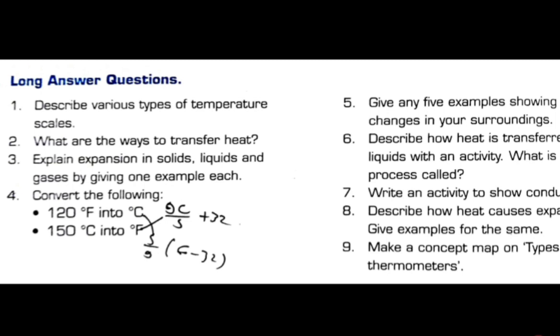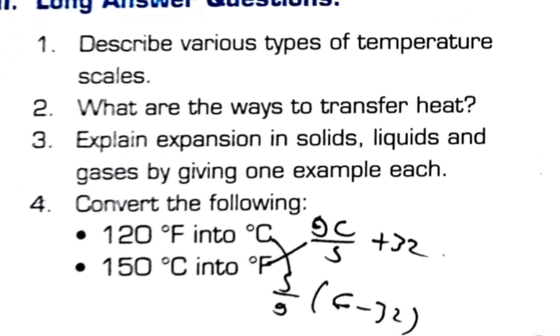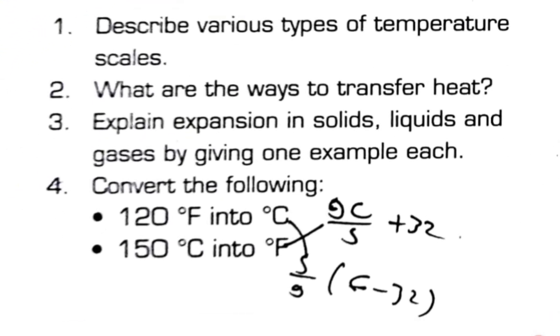Today, on your continuous demand, we are going to discuss the next part of the chapter Heat and Temperature from your textbook exercise, Science Voyage, the long answer questions. In the previous part, we have discussed till question number 3, and today we are going to discuss from question number 4. As you can see on the screen, in question number 4, you have to convert the following. That is, you have to convert 120 degrees Fahrenheit into Celsius and 150 degrees Celsius into Fahrenheit.